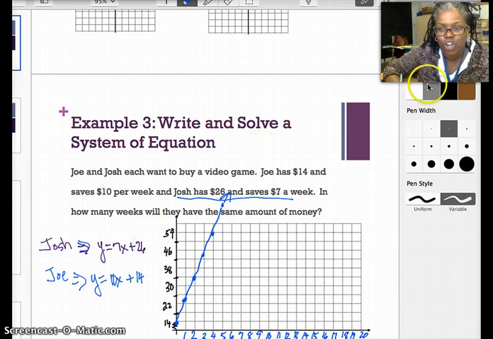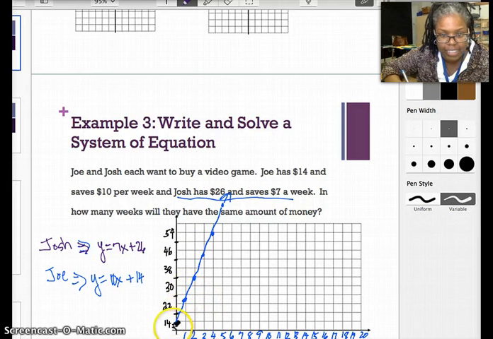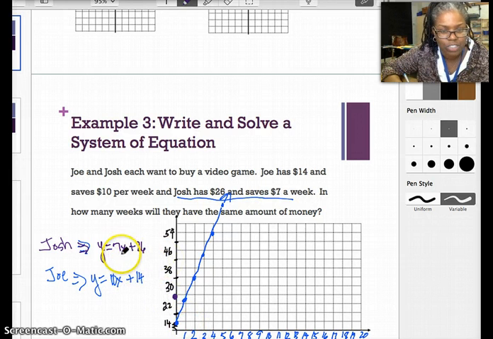All right, let's draw a line for Josh. So Josh starts off with $26. This is 14. This is 18. This is 22, 24, 26 is right here. So we're starting off with $26 and we're going to add $7 each time. So let's take a look.